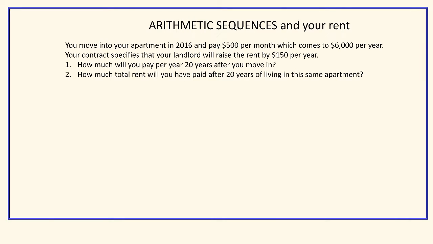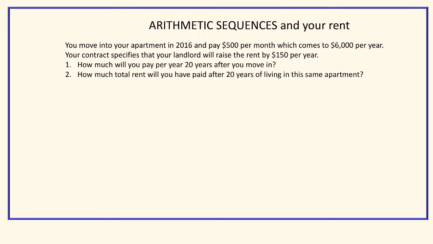All right, so let's look at an example. Let's look at arithmetic sequences and your rent. You move into an apartment in 2016 and you pay $500 per month. So this comes to $6,000 a year. Your contract specifies that your landlord will raise the rent by $150 per year. Sneaky person that landlord is. So 2 questions that you have. How much will you pay per year 20 years after you move in? And if you really and truly stay in the same place for 20 years, then how much total rent will you have paid?